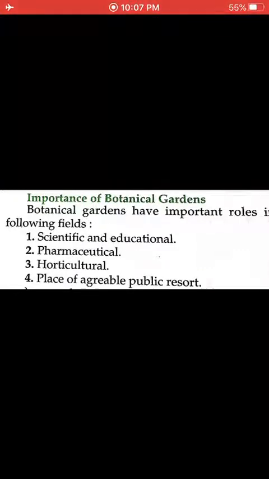Next is horticulture, meaning production of new varieties of species; high yielding plants can be generated with the help of these botanical gardens. And obviously they are also a place of agreeable public resort, meaning people, students, scholars can go and visit those places, see how things work out, how new species and new products can be generated and cultivated and given to society. So all these can be done with the help of botanical gardens.